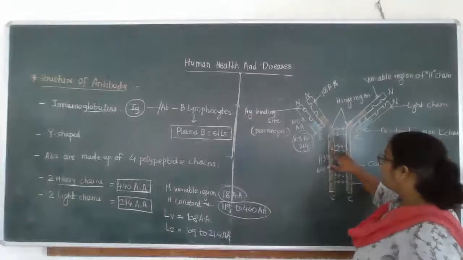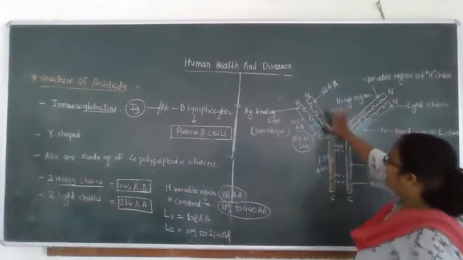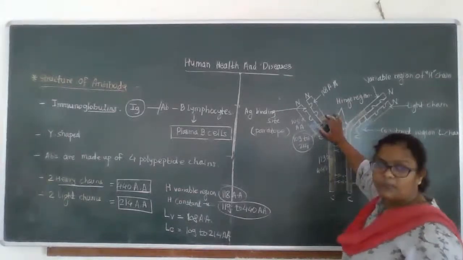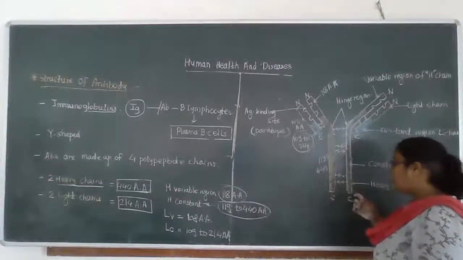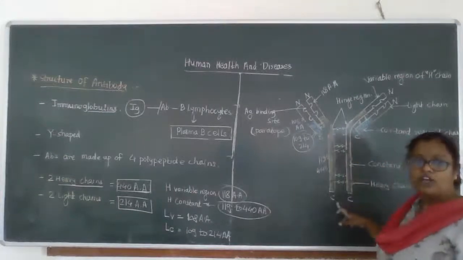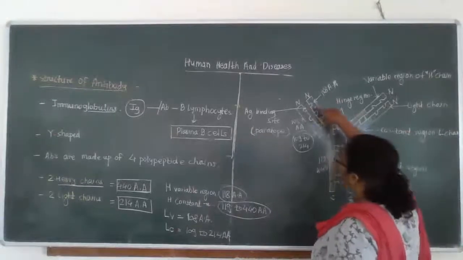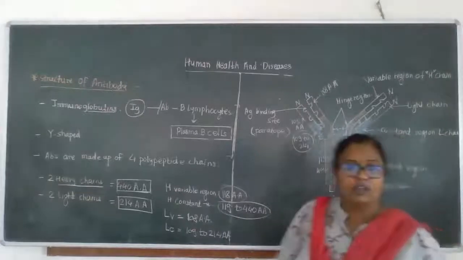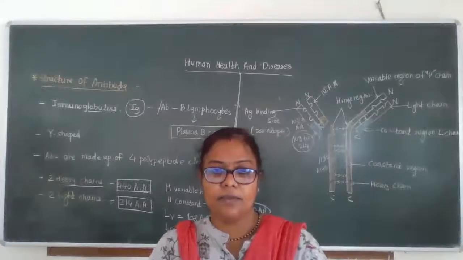Both the heavy chains are bound with each other by a disulfide bond, as well as the heavy and light chain are bound with each other by a disulfide bond. At the constant region of both the heavy as well as light chain there is the C terminal or carboxyl end, and at the variable region of both the heavy as well as light chain there is the N terminal, that means amino terminal. So this is all related with the structure of the antibody.